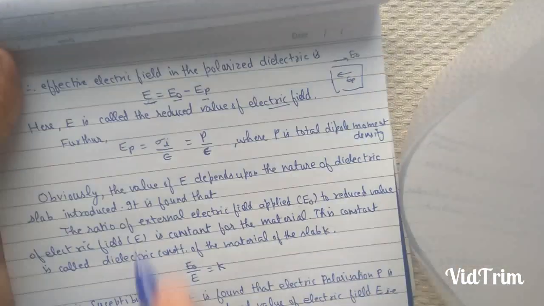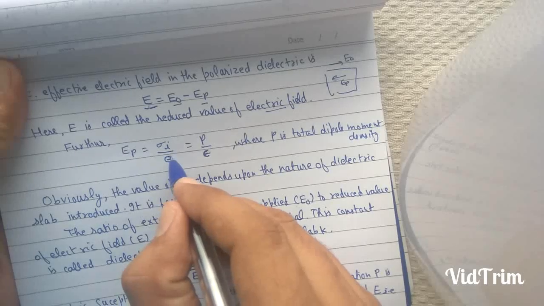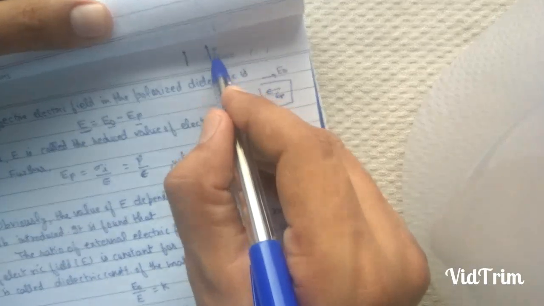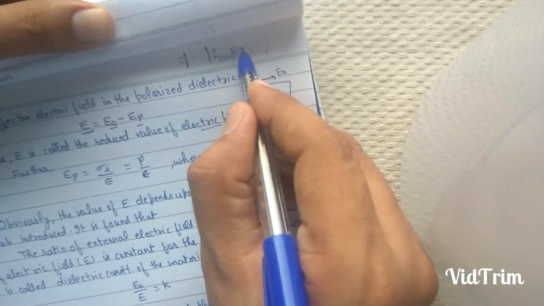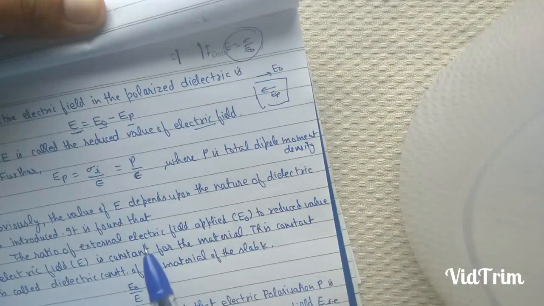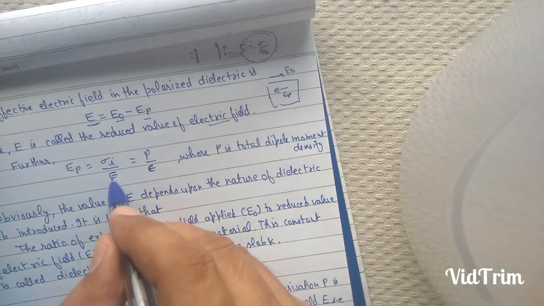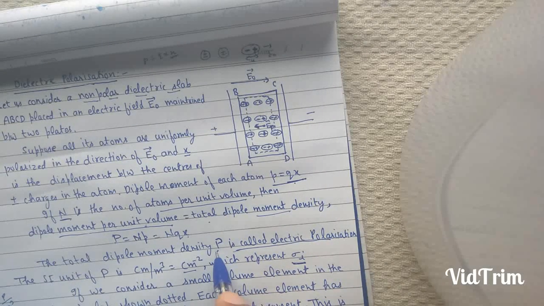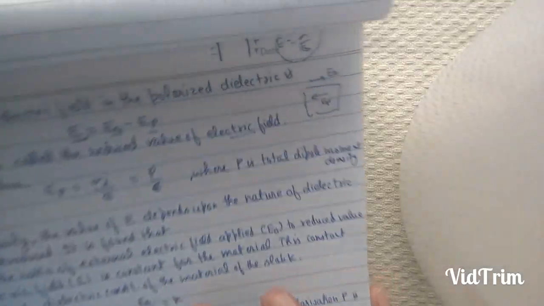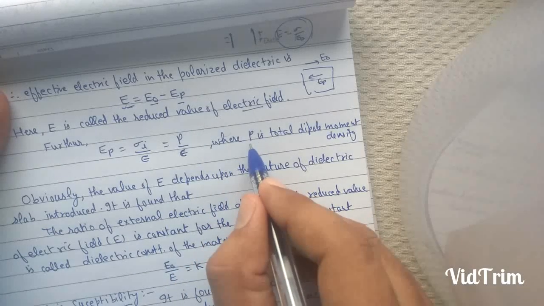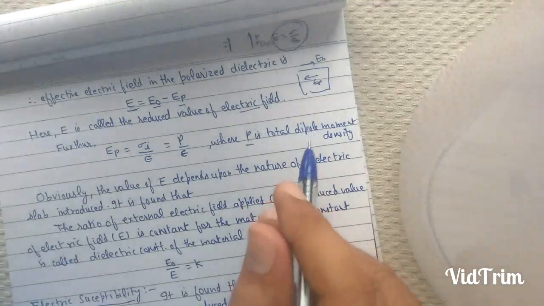Further, EP is sigma I upon epsilon, because the electric field between two parallel sheets of oppositely charged sheets is given by E equal to sigma upon epsilon naught. We studied it in the application of Gauss theorem. Therefore, EP is sigma I upon epsilon. Now sigma I is the electric polarization P. Therefore, in place of sigma I, we can write P upon epsilon, where P is called total dipole moment density.